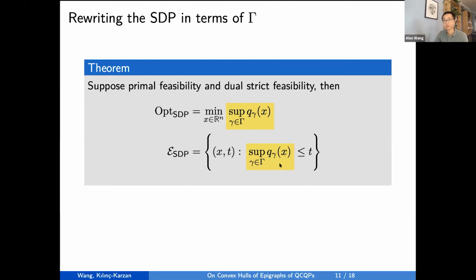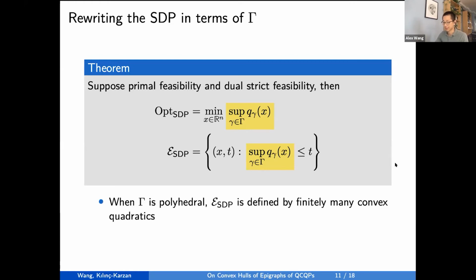Okay, so this structural theorem shows us that if you want to understand the SDP and you have a tight handle on how capital Gamma behaves, then you can hope to do the analysis in just the x space.